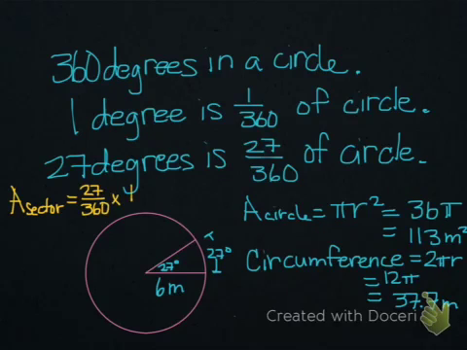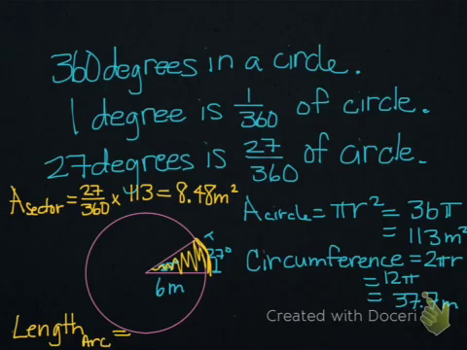Now, if we want to find the area of the sector, which is this part here, the area of the sector is 27 out of 360 multiplied by the area of the circle, which is 113. If we multiply that out, we get 8.48 square meters. If we want to find the length of the arc, that's 27 out of 360 times the length of the entire circle, which is the circumference. When we multiply that, we get 2.83 meters.